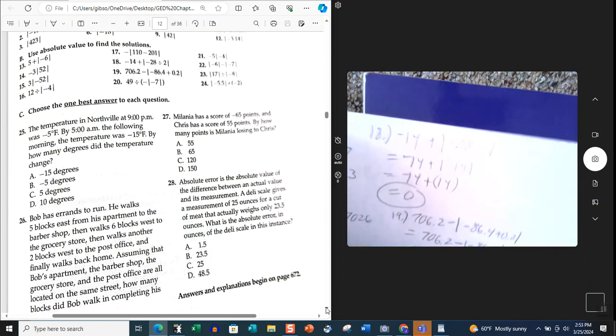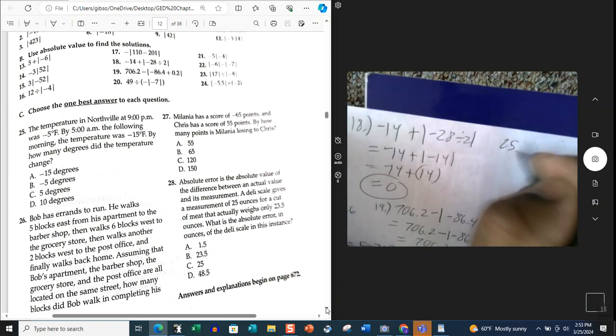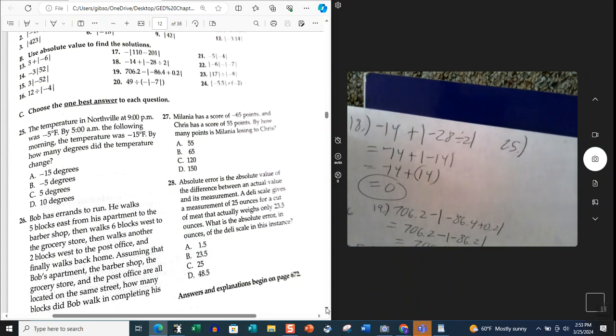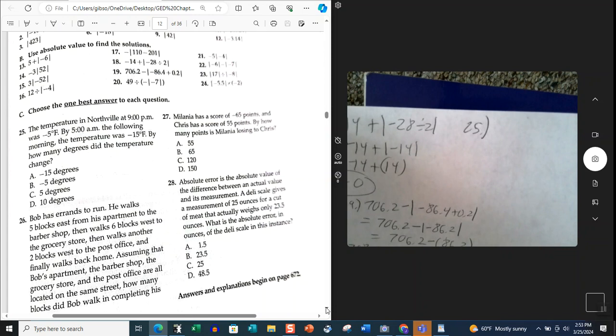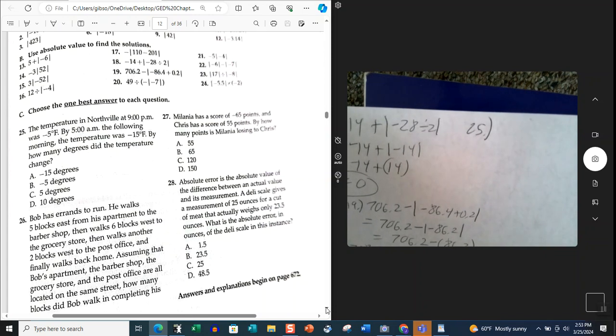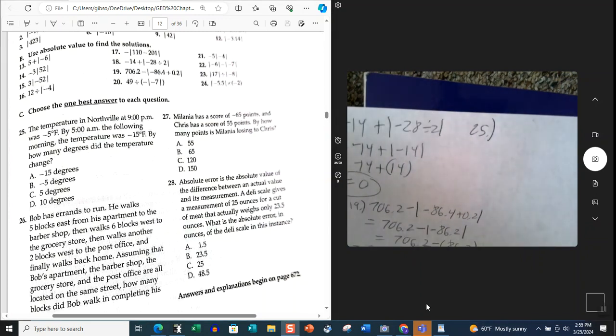So now, problem 25. First of all, it says choose the one best answer to each question. Problem 25 states, the temperature in Northville at 9 p.m. was negative 5 degrees Fahrenheit. By 5 a.m. the following morning, the temperature was negative 15 degrees Fahrenheit. By how many degrees did the temperature change?